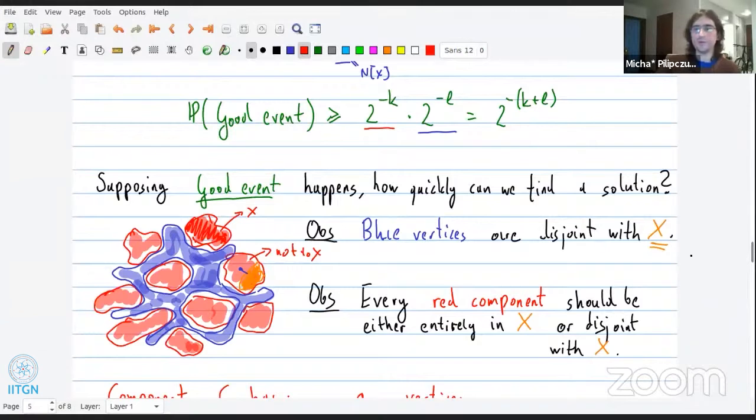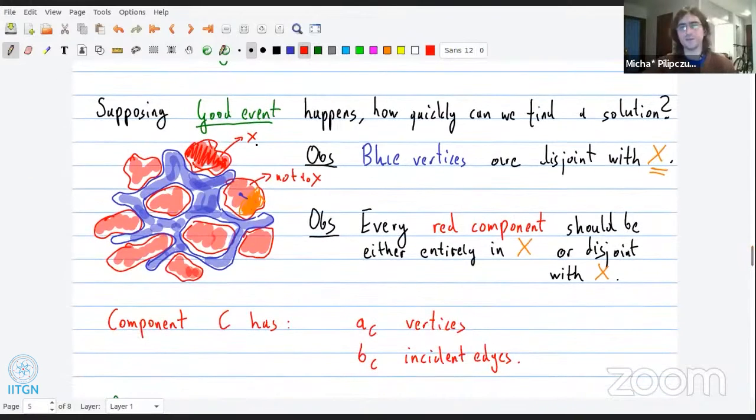So this means that our problem of finding X, a set of vertices such that there are at most L edges going out of X, essentially boils down to selecting some of the red components. None of the blue vertices can go into the solution, and each of the red components can either go entirely or not at all. So each of the components, say this component C, has some number of vertices inside, say AC, and there is some number of edges sticking out of it, maybe edges like that as well.